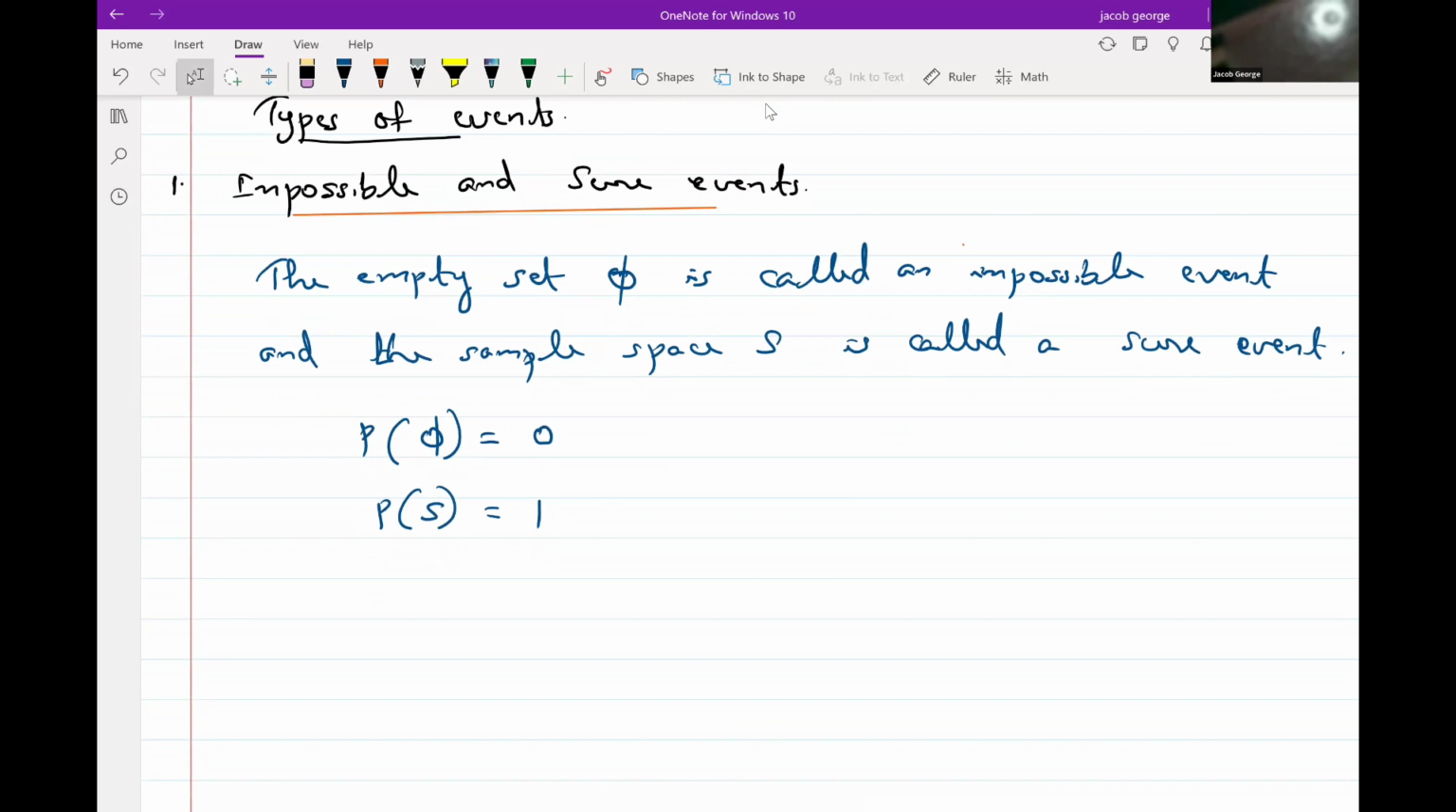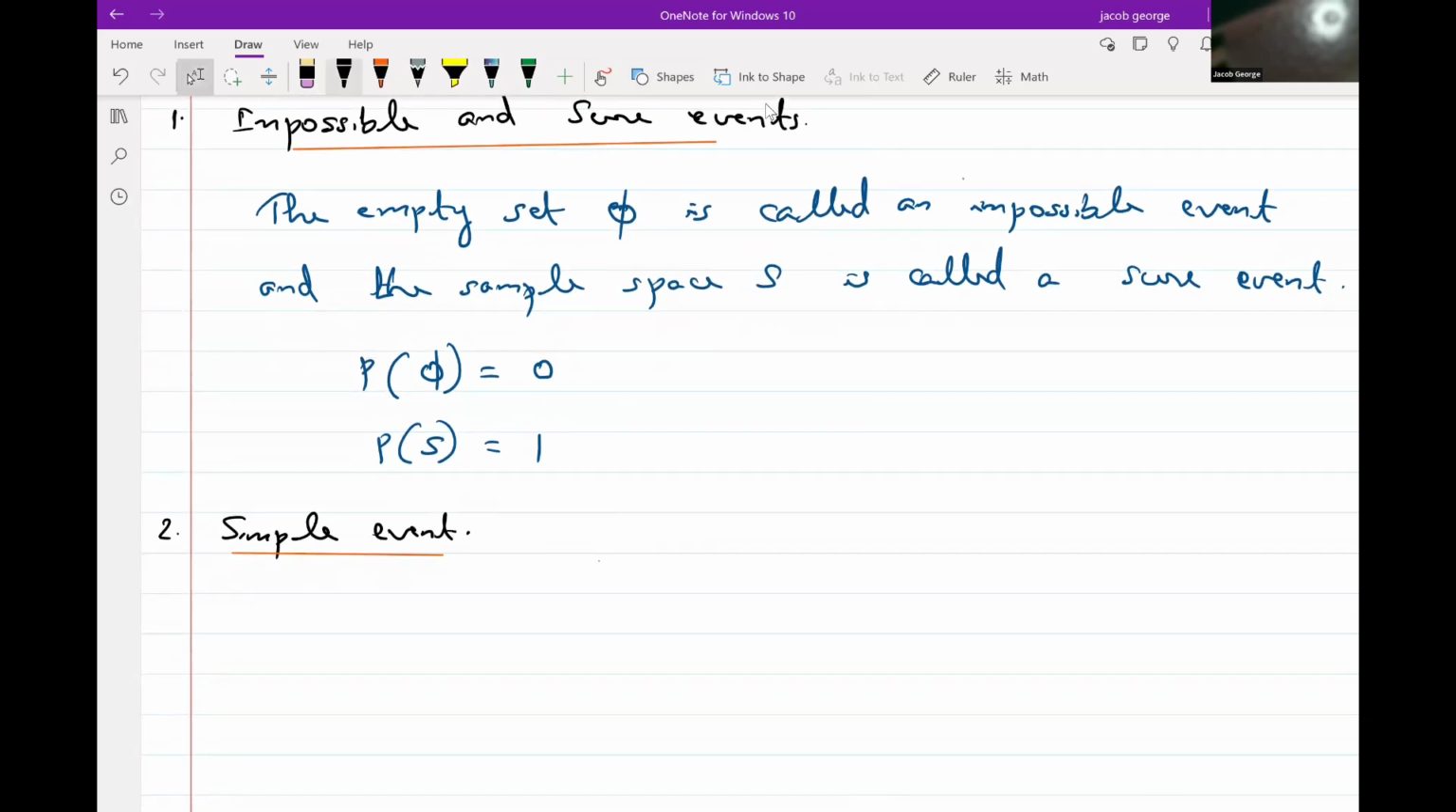Next, second in types of events, second one is simple event. Simple event means if there is only one element in an event or in that subset, we call it a simple event. Please write.